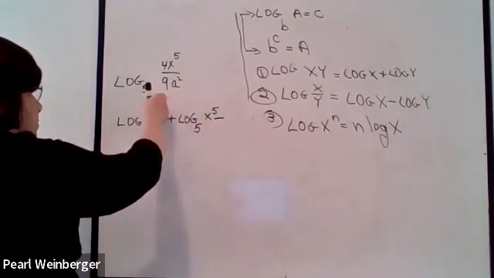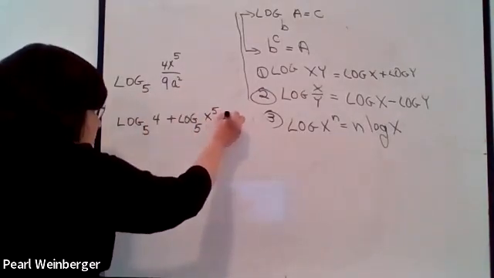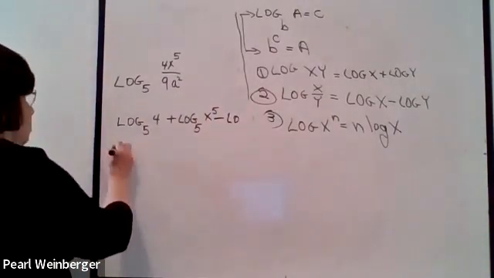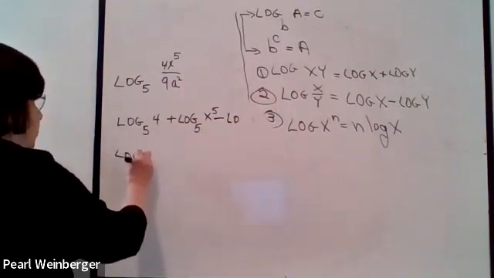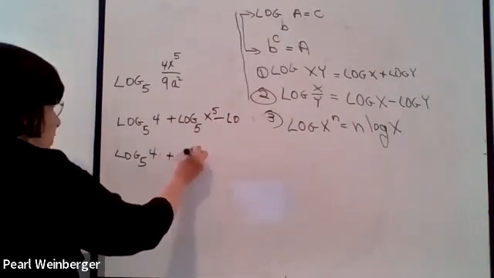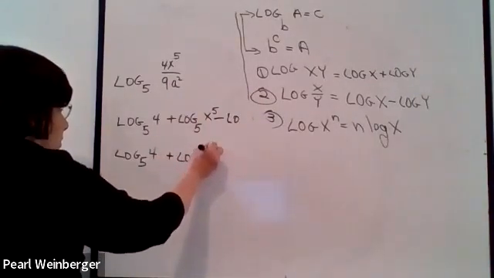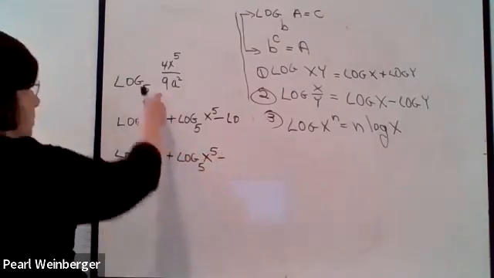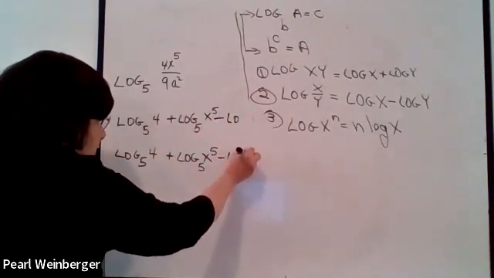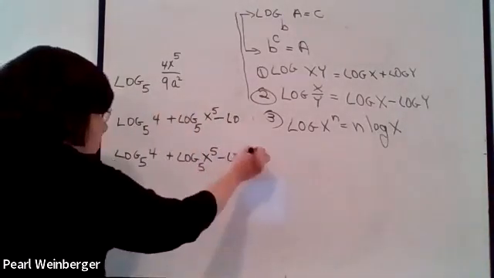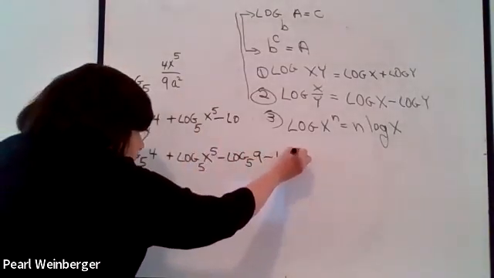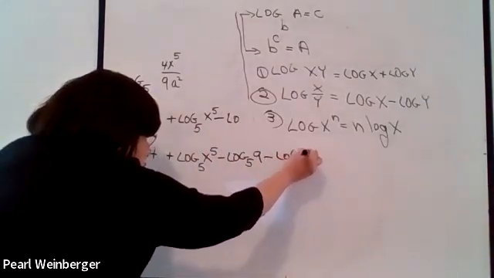Now I'm going to be subtracting the log. Let me start this a little lower. Log base 5 of x to the 5th, minus, now we're doing log base 5 of the 9, and also we're subtracting the log base 5 of the a squared.